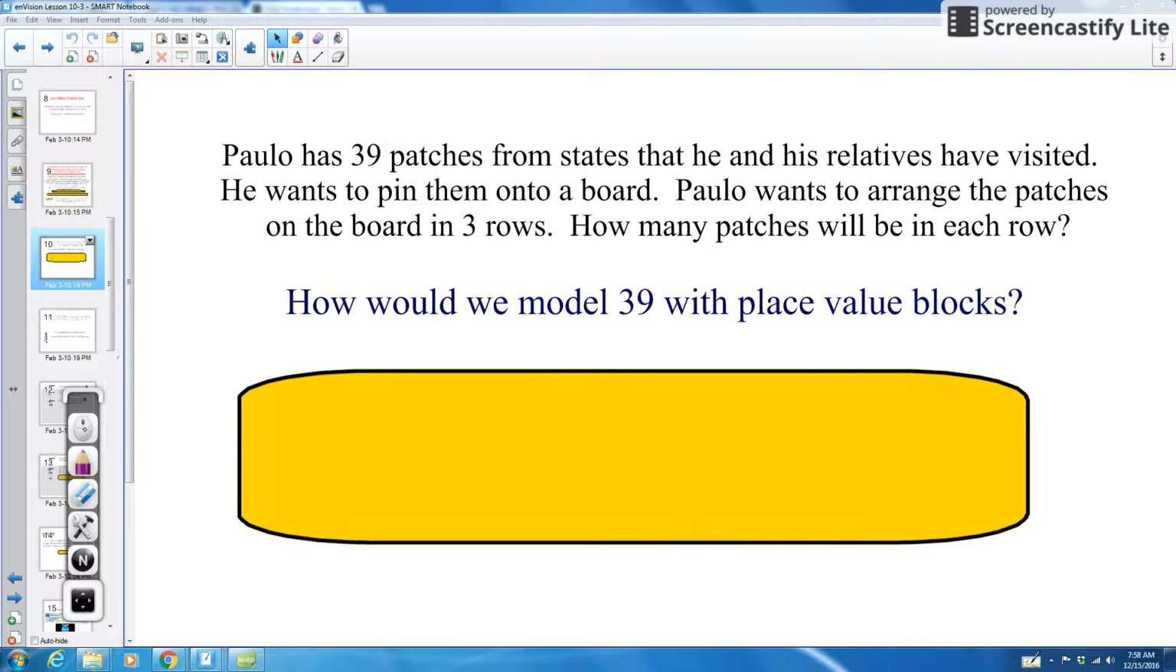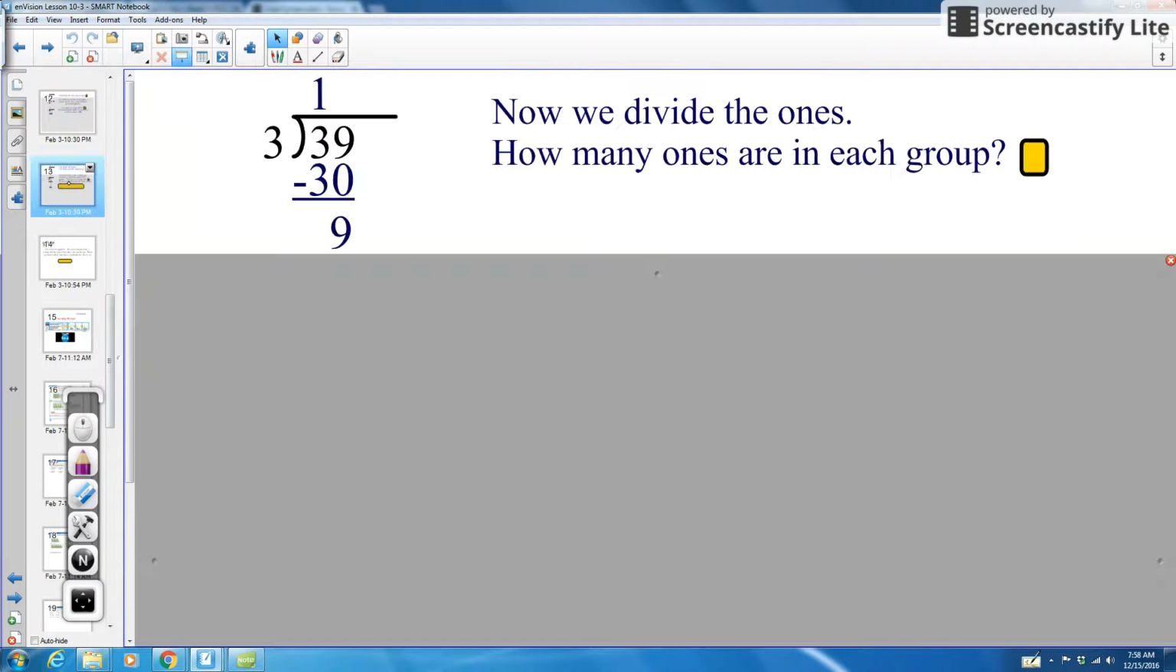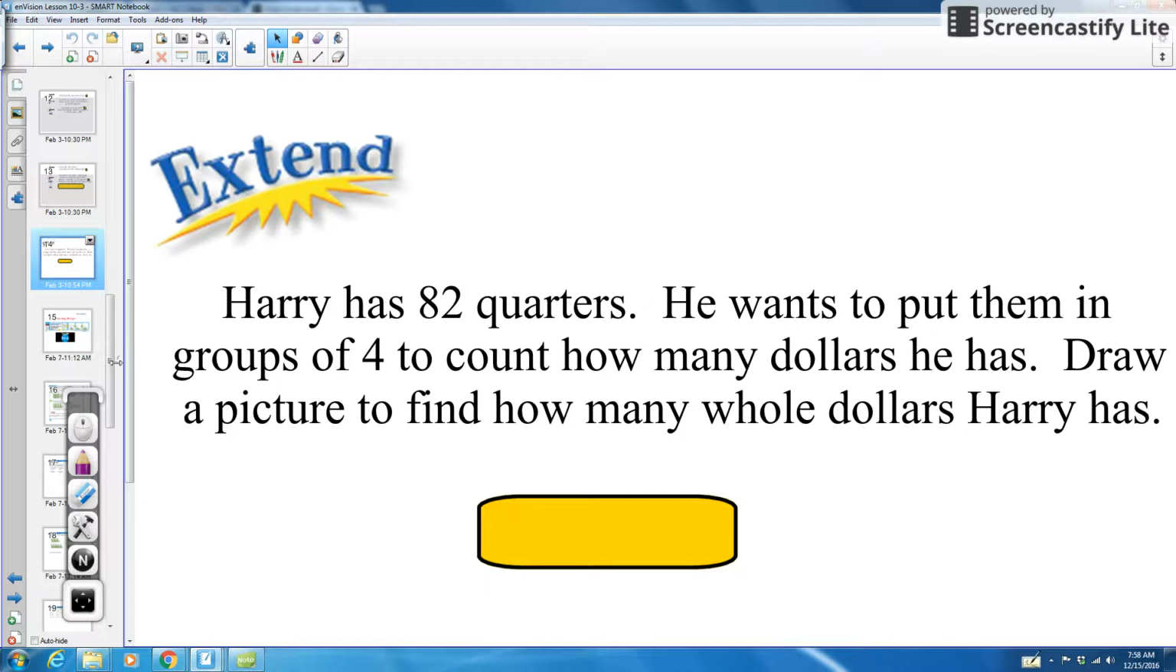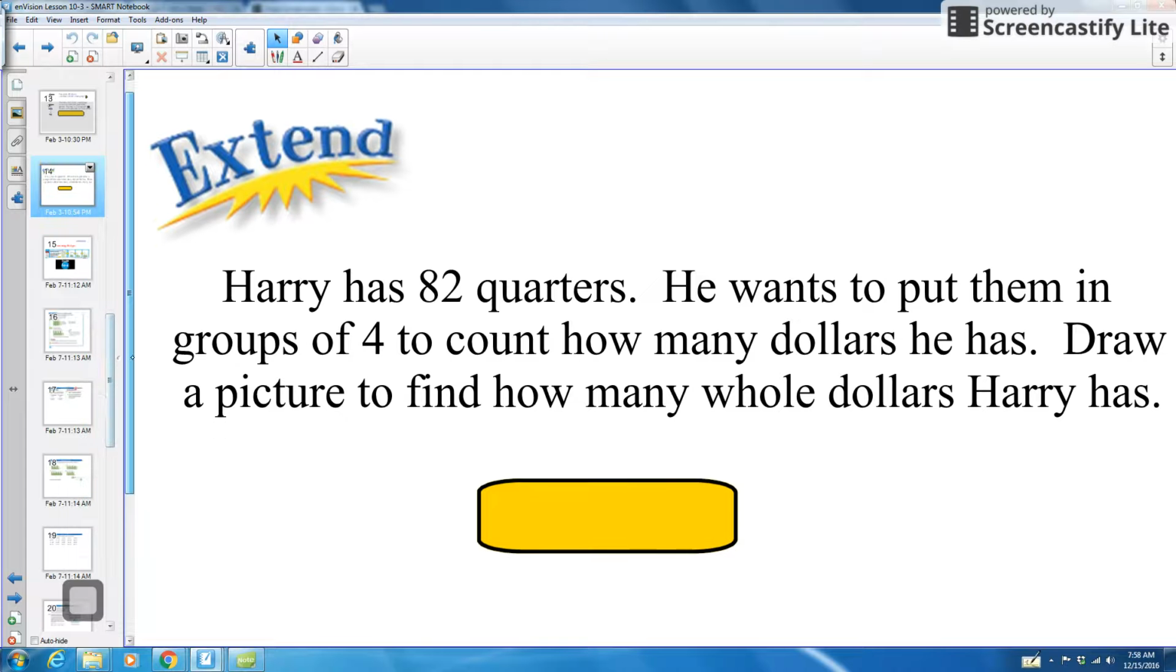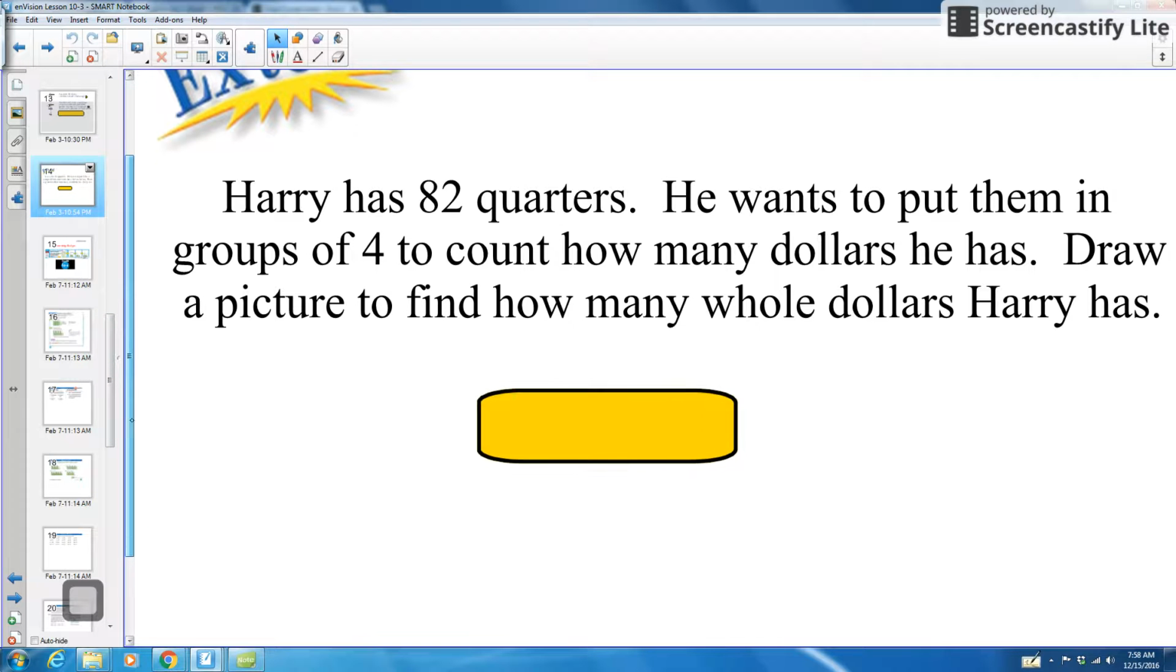I'm going to clear our screen and get to the problem that I would like you to try today. Oops, wrong page. There we go. So you're going to try this problem on your sheet today, and I'm going to help you get it set up by doing cubes.